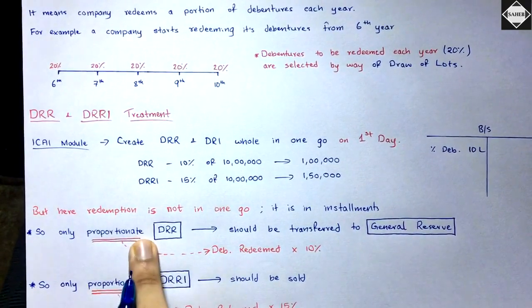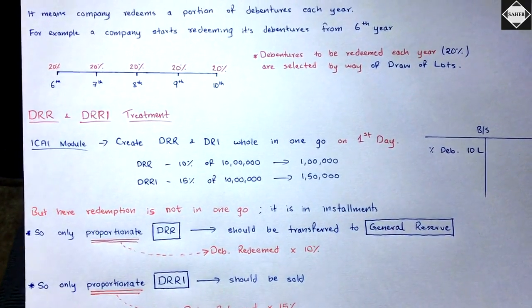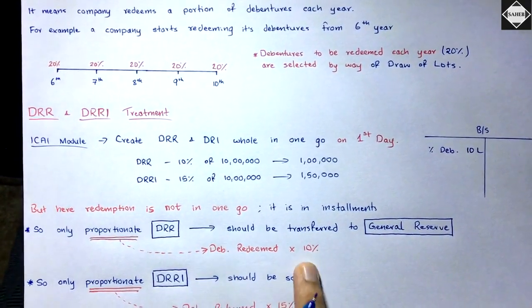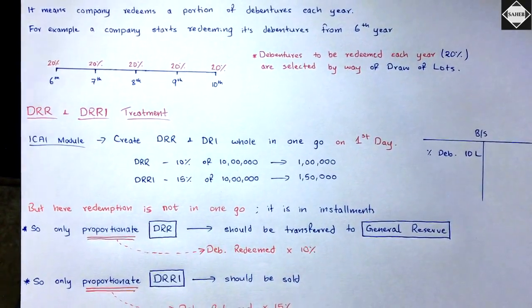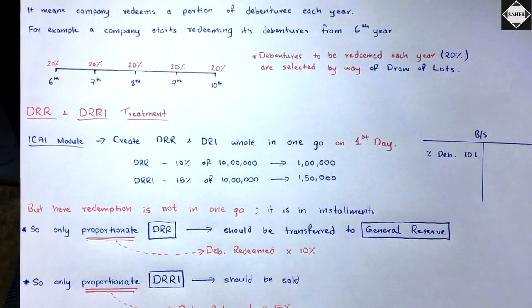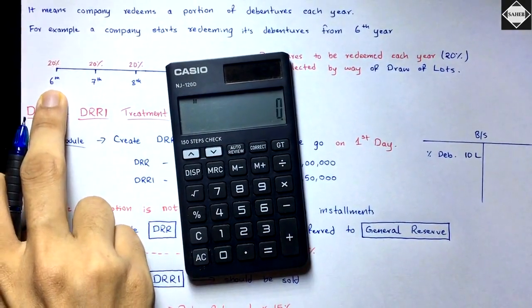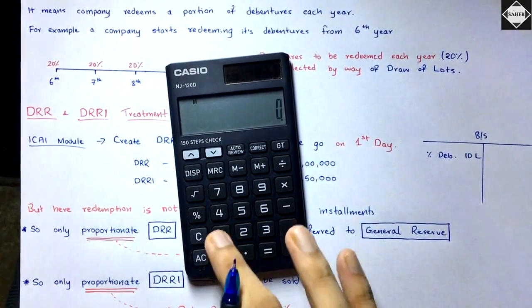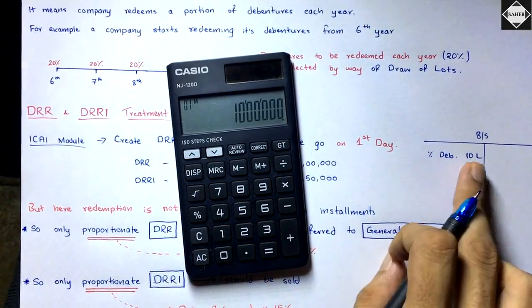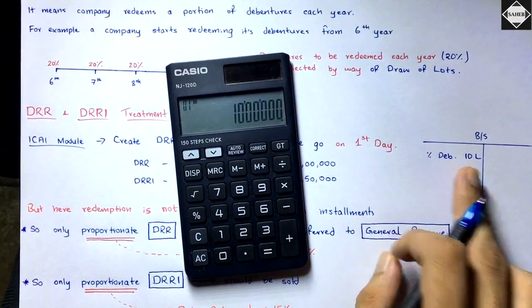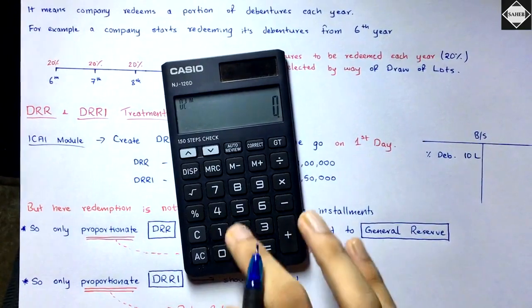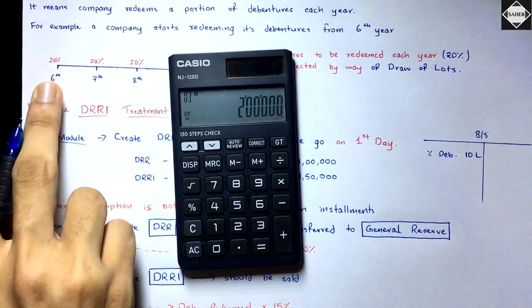To calculate the proportionate DRR, what you have to do? Face value of debentures redeemed into 10%. Why 10%? Because the requirement of DRR is 10%, right? See here, how much debentures were redeemed? Face value was 2 lakh. 10 lakh was the value in the balance sheet, the outstanding debentures. Of this, we are paying 20%, isn't it? So 2 lakh is being paid in the 6th year.